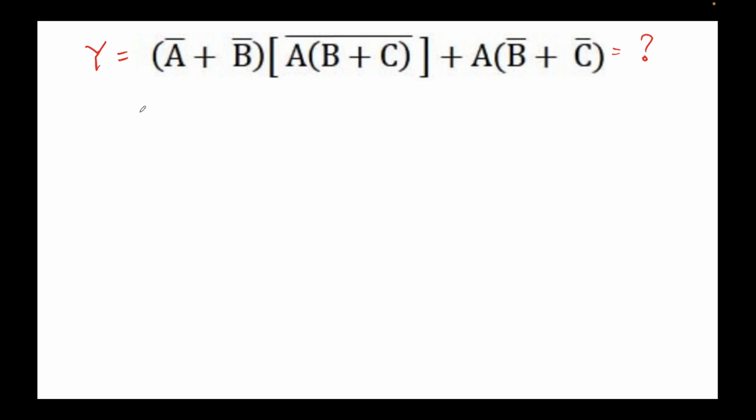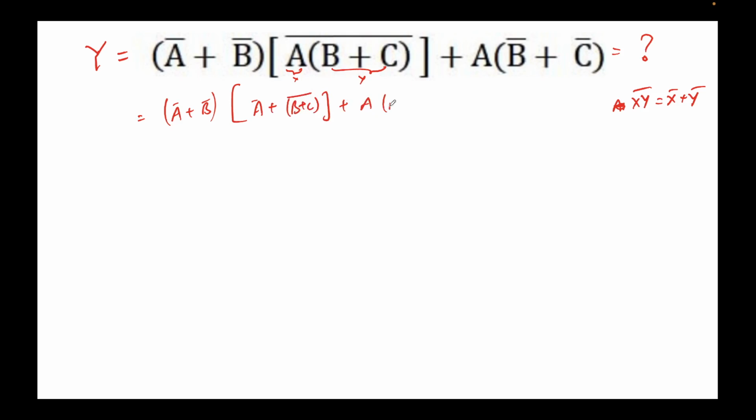Let me write it out. What I'll do is take the first term as it is and apply De Morgan's law in the inner bracket. We know that De Morgan's law says XY whole bar equals X bar plus Y bar. Let's implement this on the inner square bracket. X is A here and this is Y. We know XY whole bar is X bar plus Y bar, so I'll get A bar plus (B plus C) whole bar.